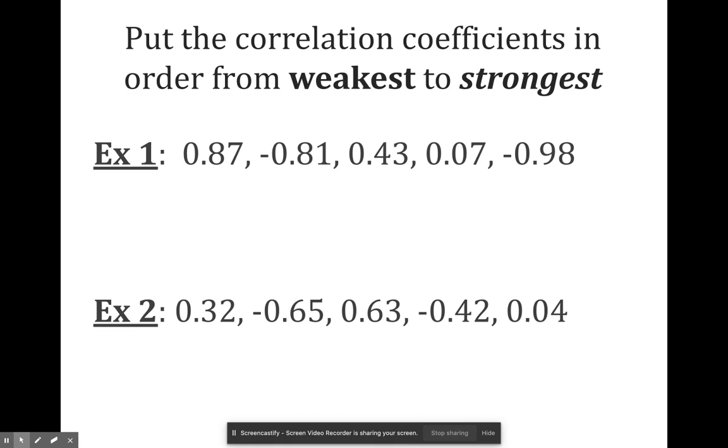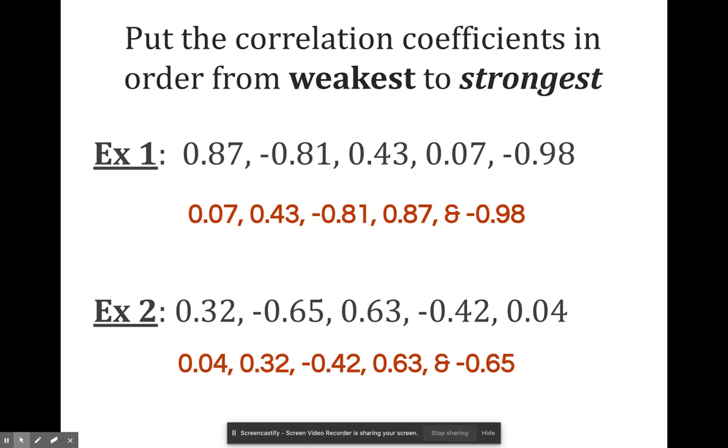Right, if you've done that correctly, then for number 1, you should get the following. We start with the smallest number, which is 0.07, and we should end with the largest, which is 0.98. Now again, the negative does not matter when we're talking about the strength. The negative is going to tell me the direction. So negative 0.98 is the strongest, even though it is negative. For example 2, you should get the following order.